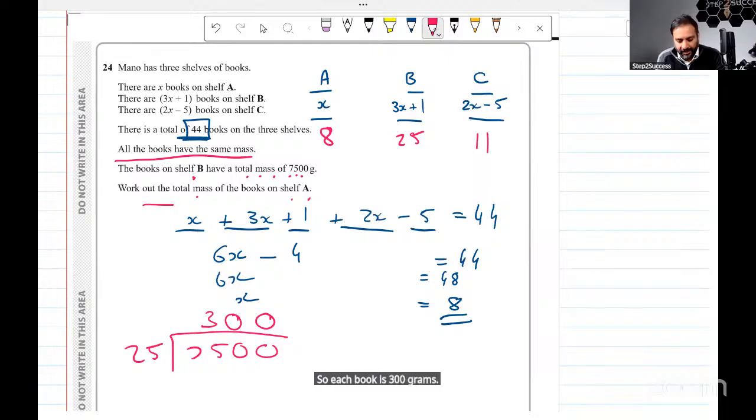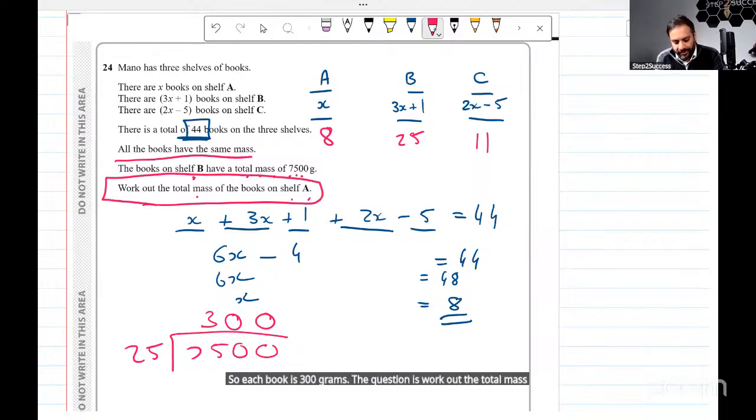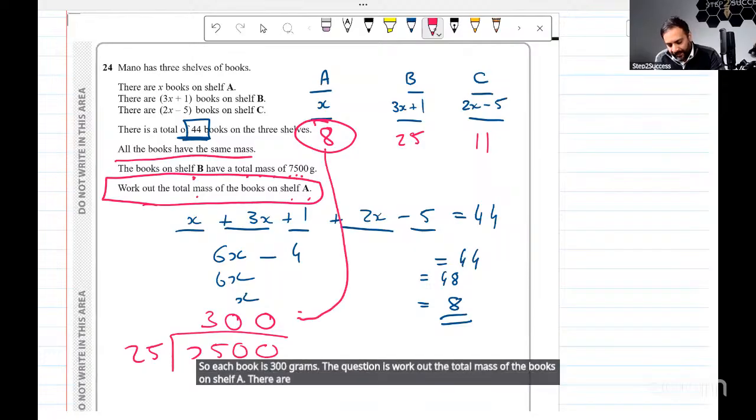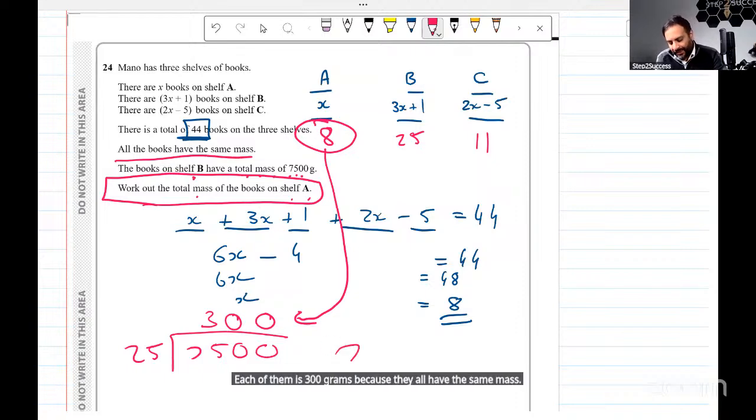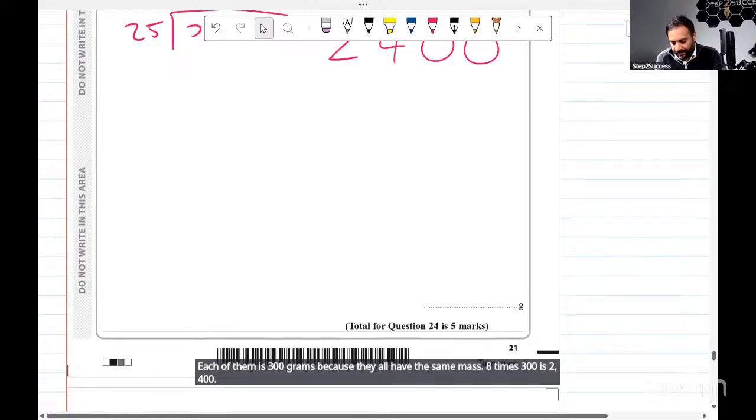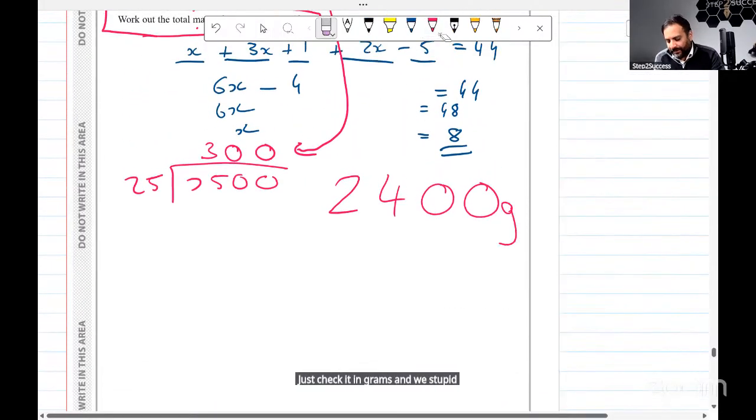The question is work out the total mass of the books on shelf A. There are 8 books on shelf A. Each of them is 300 grams because they all have the same mass. 8 times 300 is 2,400. Just check it in grams. Don't be stupid otherwise. Grams.